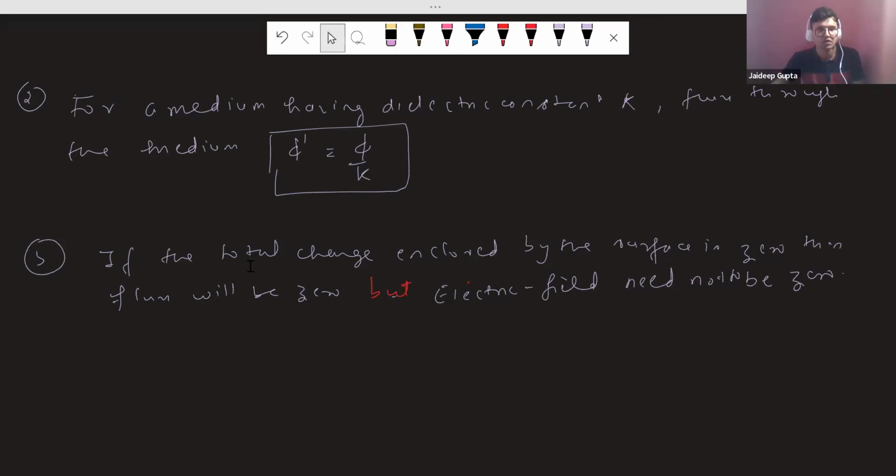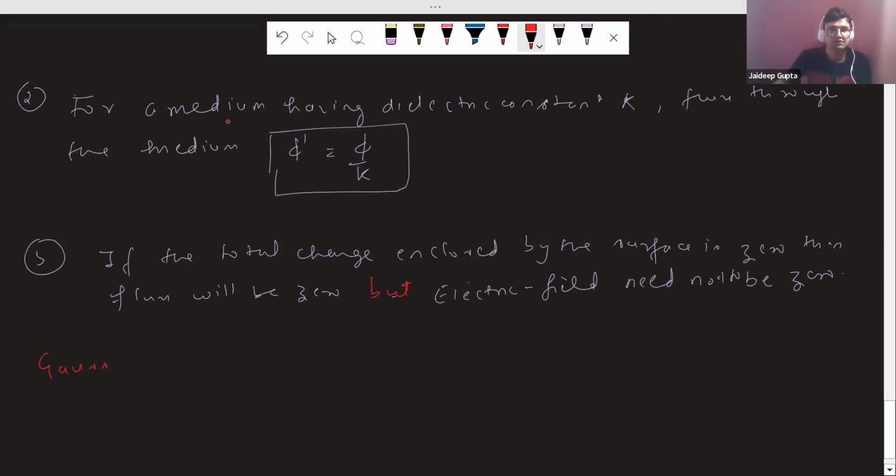If the total charge enclosed by the closed surface is zero, the electric field must be zero. If the total charge enclosed by the surface is 0, then the electric flux is 0. Will the electric field be 0 or not? No, it won't, because, for example, the surface may enclose an electric dipole.